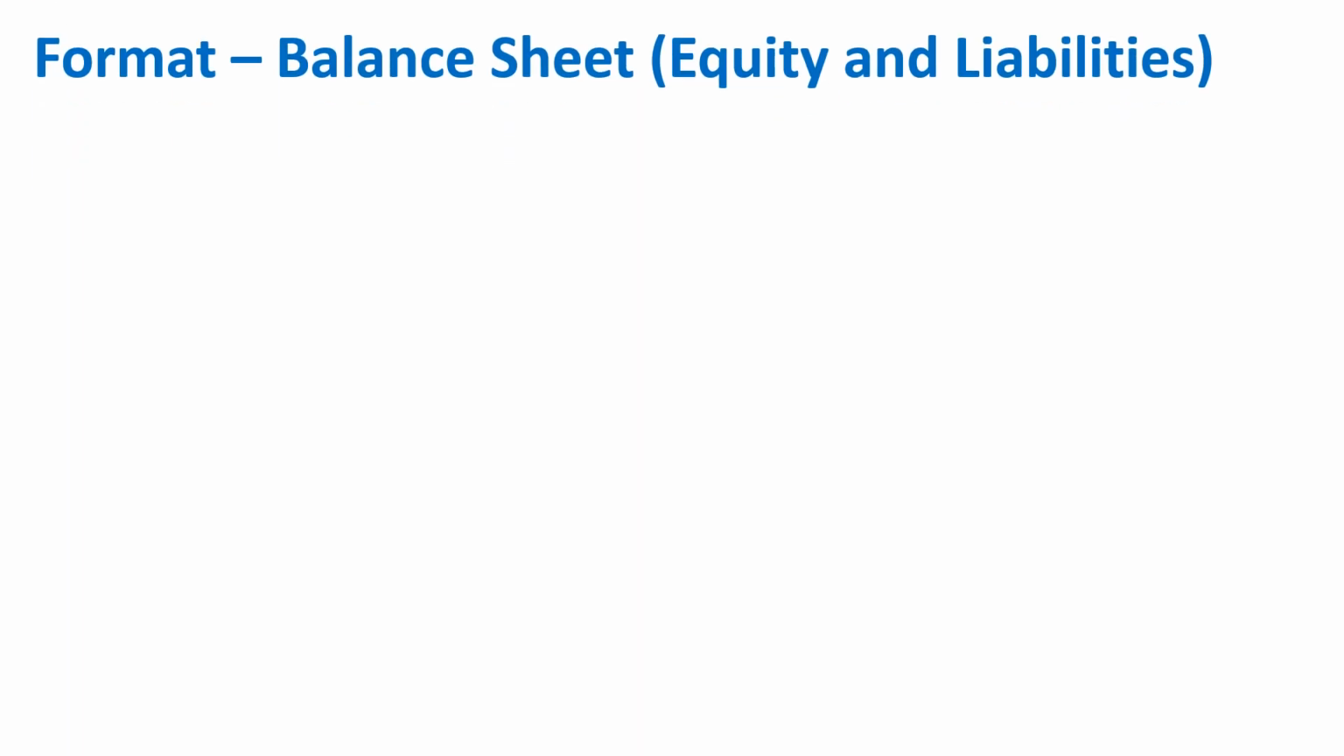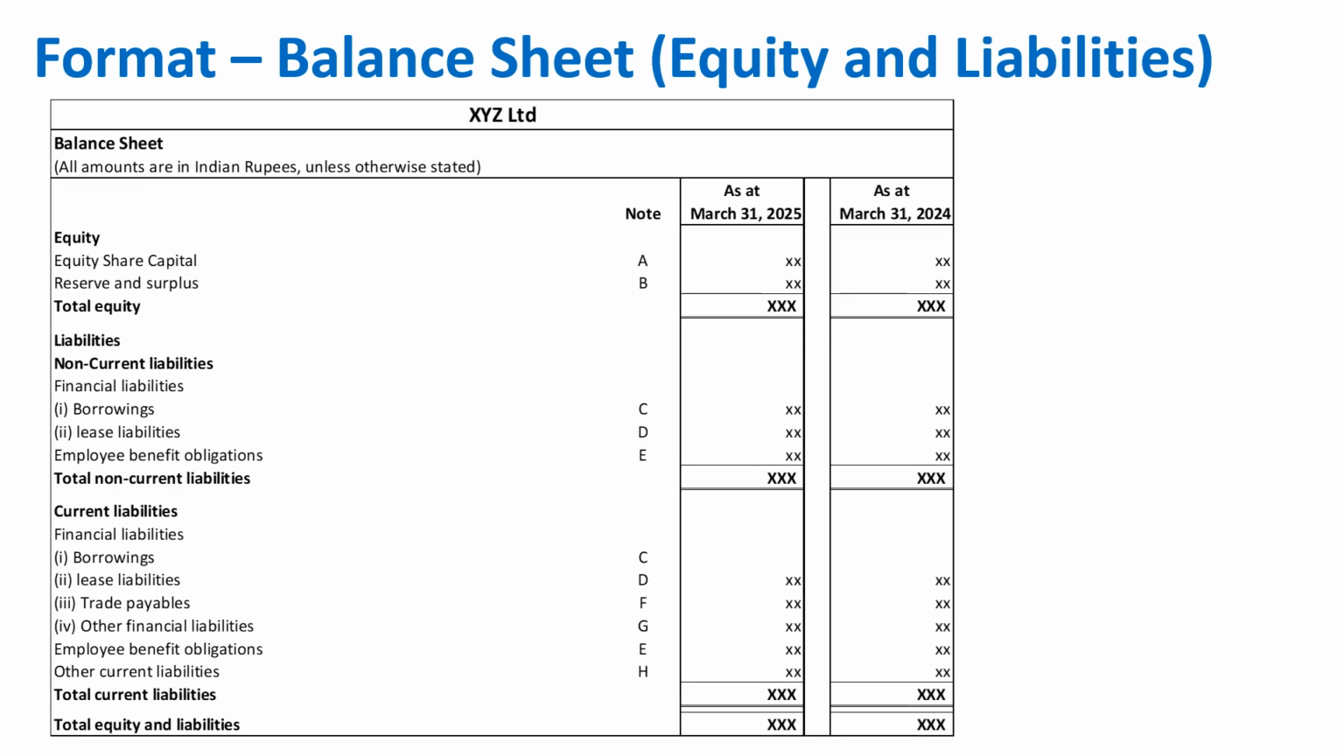Now let's understand what format is used to report equity and liabilities. The format looks the same, only the items I have to explain to you. You have equity: equity share capital, reserves and surplus. Together this will be total equity. Then you have liabilities. Under liabilities, similar to assets, you will have non-current liabilities and current liabilities. Non-current are long-term, where you are going to discharge the liability only after 12 months. Current are those you are going to discharge in the next 12 months.